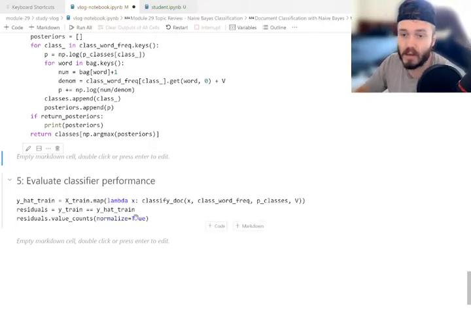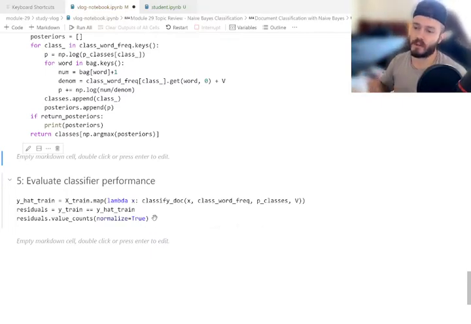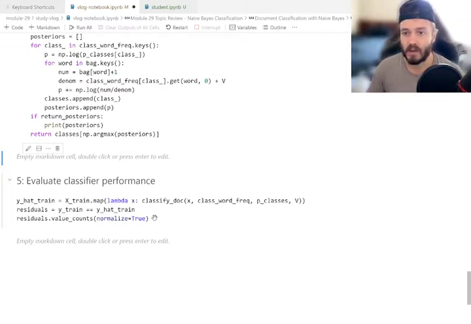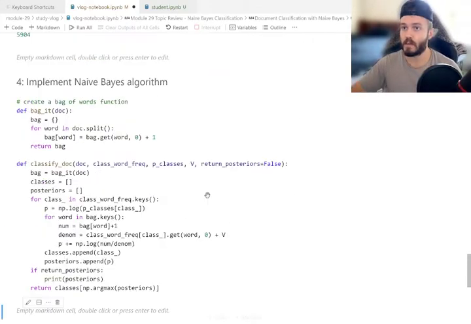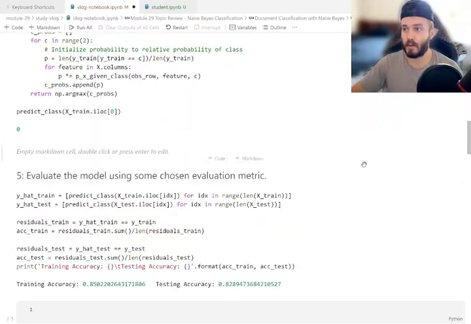But looking at the magnitude of your residuals is one way that you can evaluate the performance of your classifier. Again, you could use accuracy. There's a lot of different things. There's not a single right way to evaluate your classifier, and again, it really depends on what kind of questions you're trying to answer with what you're doing. So that's pretty much it for the module today, for module 29.